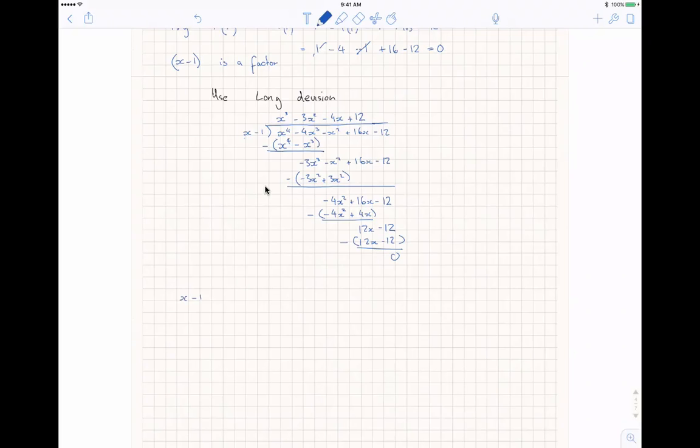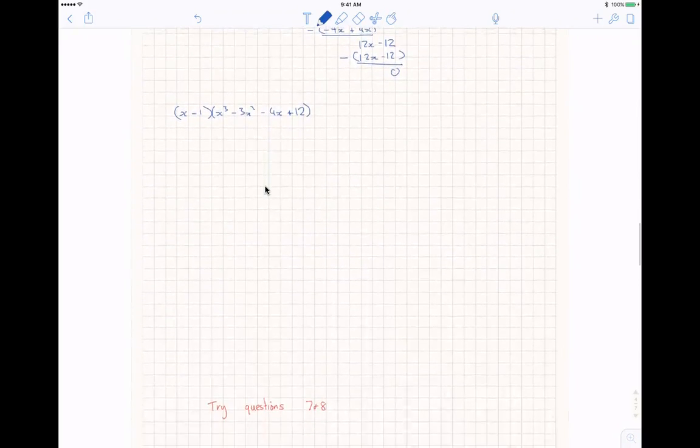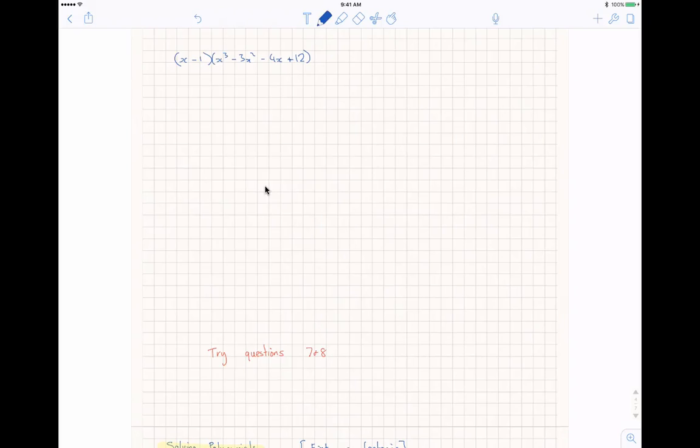So we have x minus 1, x cubed minus 3x squared minus 4x plus 12. Now we have to repeat the process all over again because we need to factorize that cubic. So we need to find a factor of that cubic. So again, we can trial and error. We know that 0 isn't a factor because we tried that before. We tried 1. We could try minus 1, but I'm going to try 2 just because I know that works.